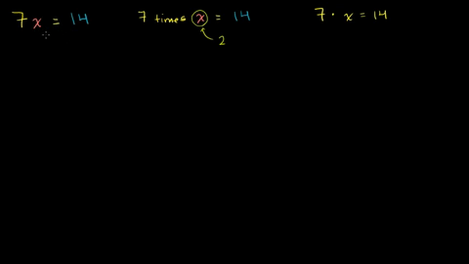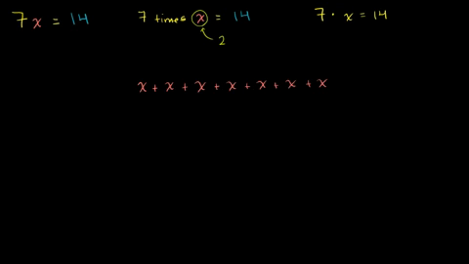Now, to understand how you can manipulate this equation to solve it, let's visualize this. So 7 times x, what is that? I'm just going to rewrite this equation in visual form. So 7 times x literally means x added to itself 7 times. That's the definition of multiplication. So it's literally x plus x plus x plus x plus x. Let's see, that's 5 x's plus x plus x. So that right there is literally 7 x's. This is 7x right there.